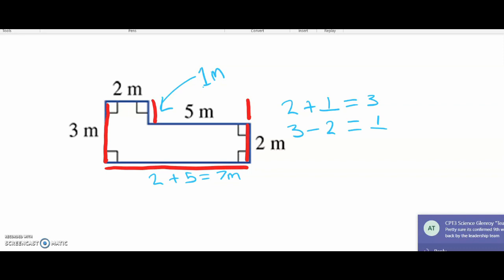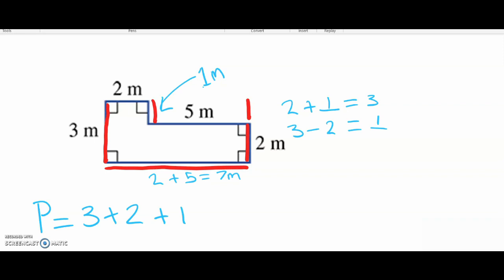And we've found all the lengths of our shape. So now we need to just add it all up. So our perimeter is equal to 3 plus 2 plus 1 plus 5 plus 2 plus 7. That equals 20 meters. Again, remembering to use our units.